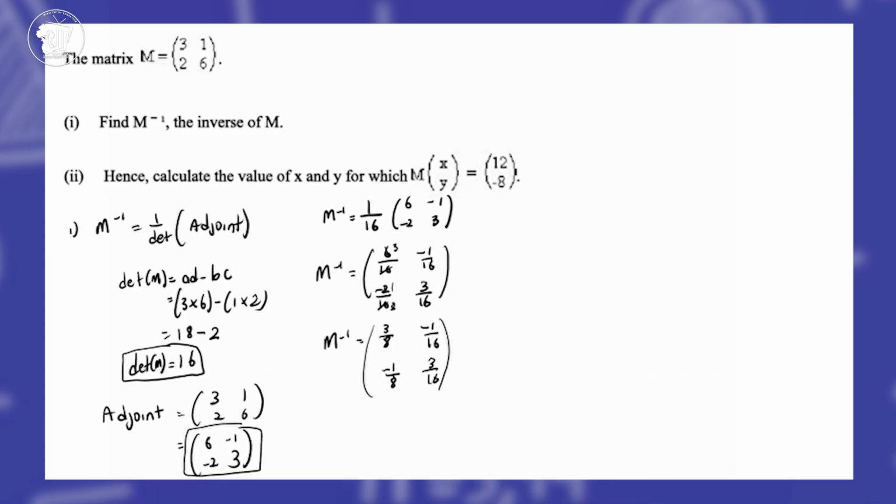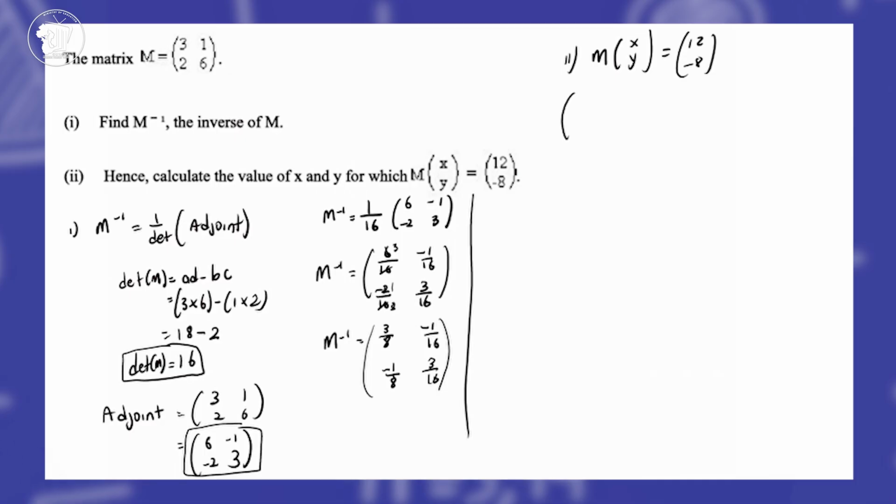And this would be the inverse of M. So part 2 says, hence, calculate the value of x and y for which M multiplied by (x, y) is equal to (12, negative 8). So this is the matrix M multiplied by x and y. So part 2 would be the matrix M multiplied by (x, y) is equal to (12, negative 8).